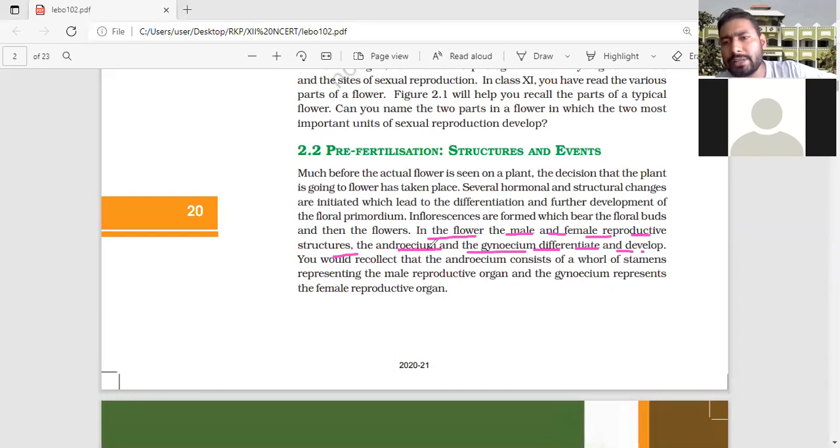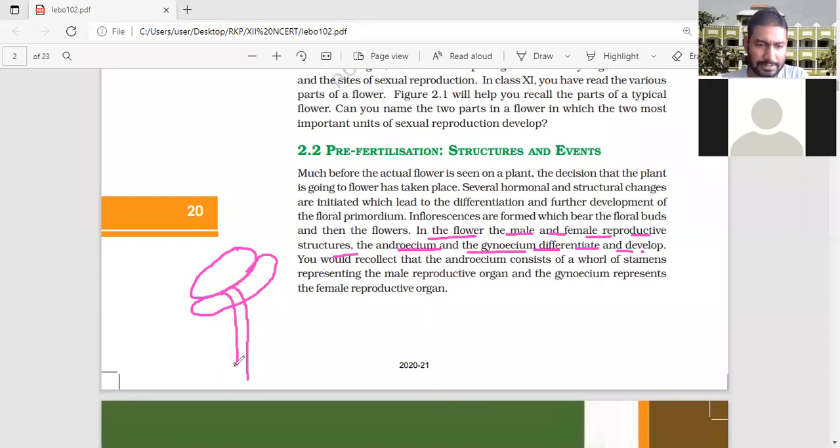I told you the stamen has two different parts. One is called the anther, another is the filament. I'm drawing, just look here. There is the bilobed anther, and this bilobed anther gets attached to the filament. This is the filament. This is a lobe, this is a lobe, and this structure is known as the anther. The structure by which it gets attached to the flower is called the filament.